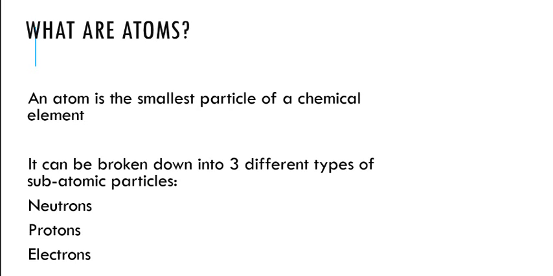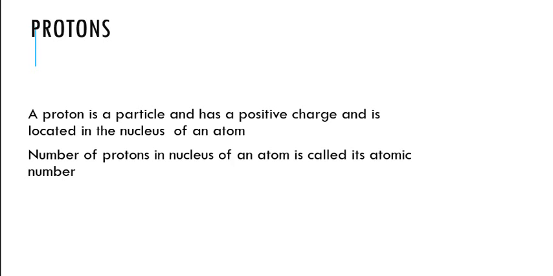So basic chemistry. What are atoms? An atom is the smallest particle of a chemical element. It's the tiniest thing you can possibly have. I think they said it's the smallest possible thing known to man. It has three subatomic particles called neutrons, protons, and electrons, and I'll explain them now.